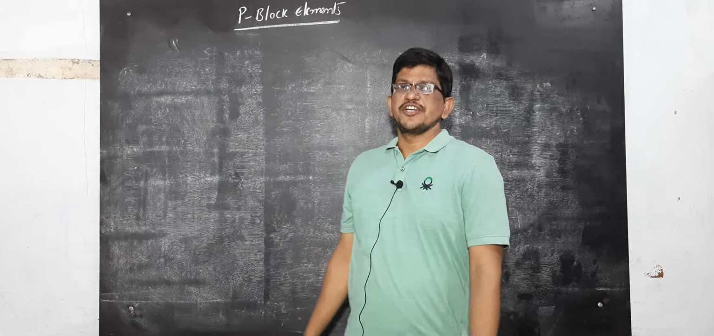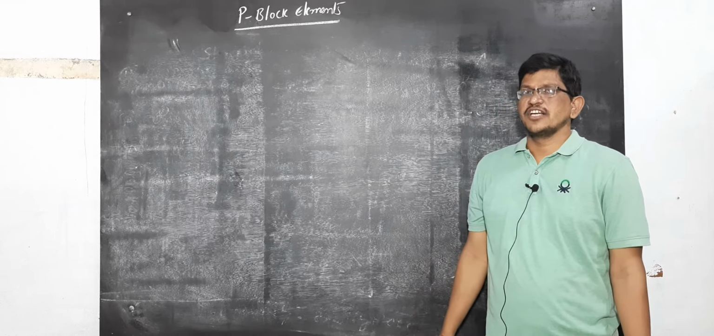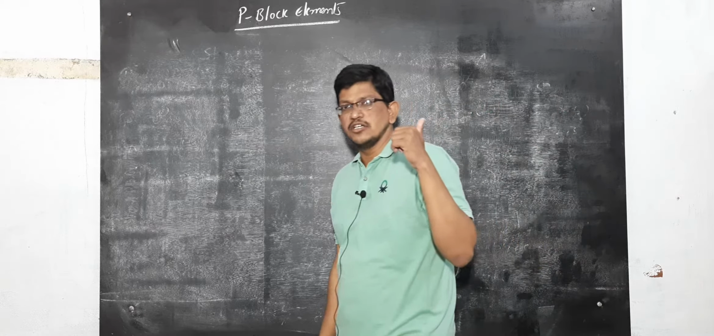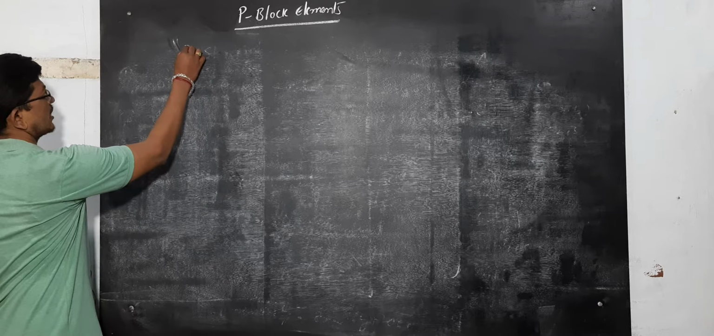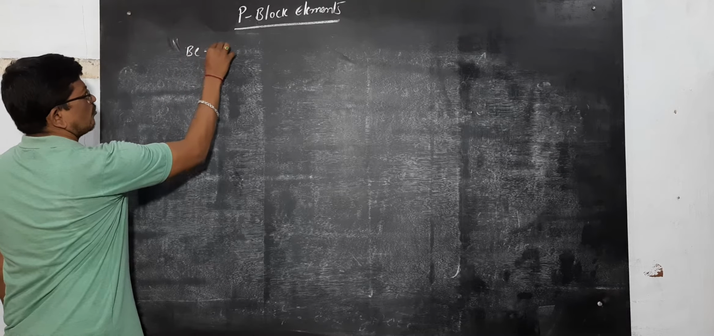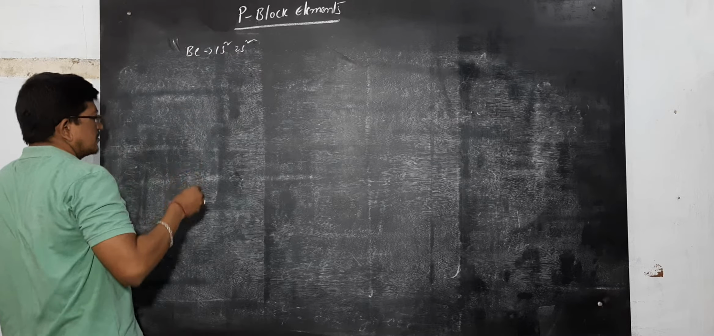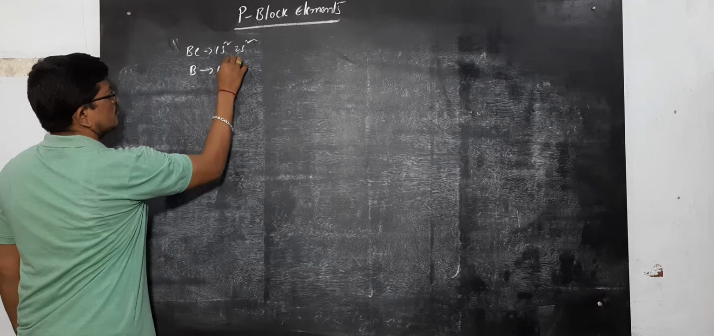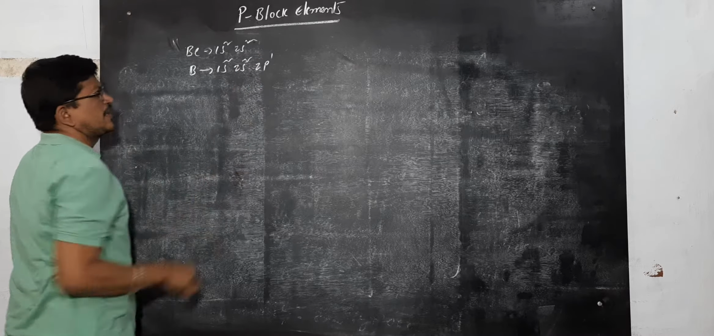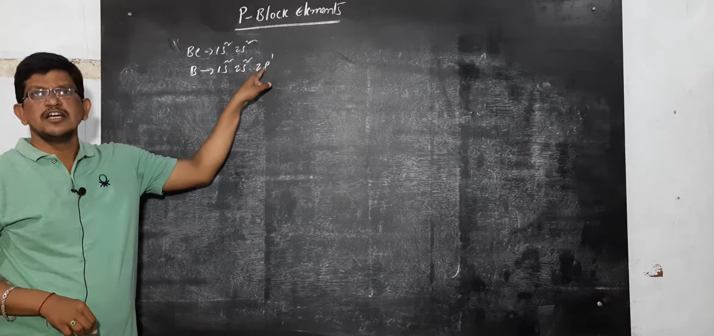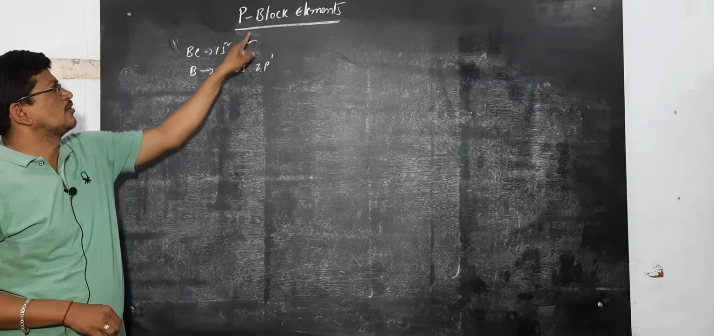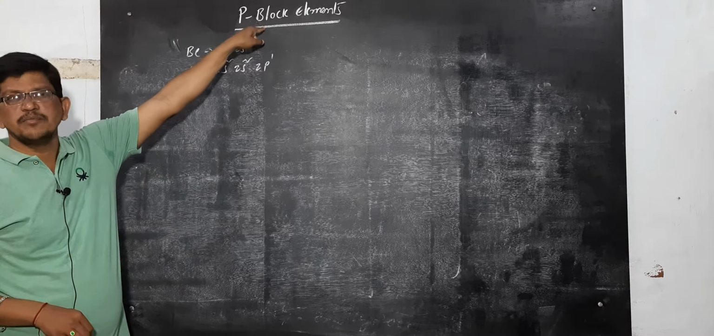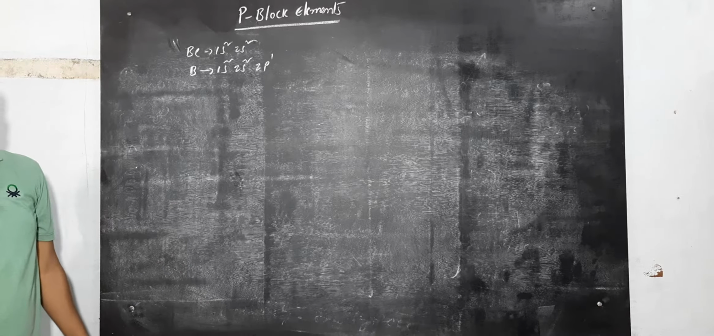So already we know the definition. What the definition is: if the differentiating electron enters into the p orbital, they are called P block elements. For example, look at beryllium 1s2 2s2, boron 1s2 2s2 2p1. That means here the last electron is entering the p orbital. Such elements are known as P block elements. If the last electron enters into the p orbital, such elements are known as P block elements.